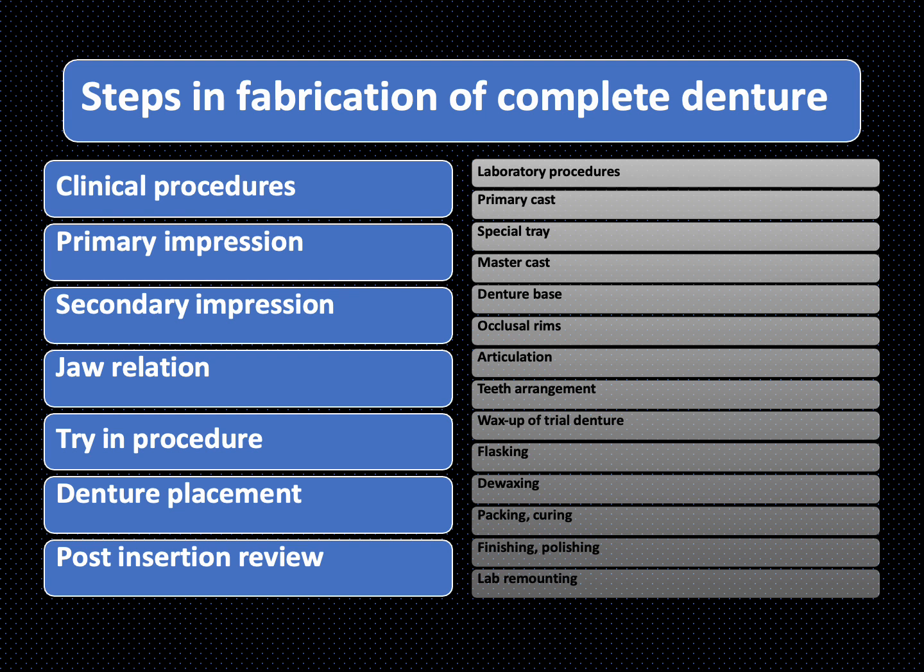Now moving on to the final step, the steps which are involved in the fabrication of complete dentures. On the clinical side, you have primary impression making, secondary impression making, recording of jaw relation, and try-in of the dentures, then denture placement and post insertion review. In the laboratory procedures, we have making of the primary cast, fabrication of the special tray, making the master cast, followed by denture base fabrication, occlusal rim making, and then after jaw relations are recorded, we proceed with articulation and teeth arrangement.